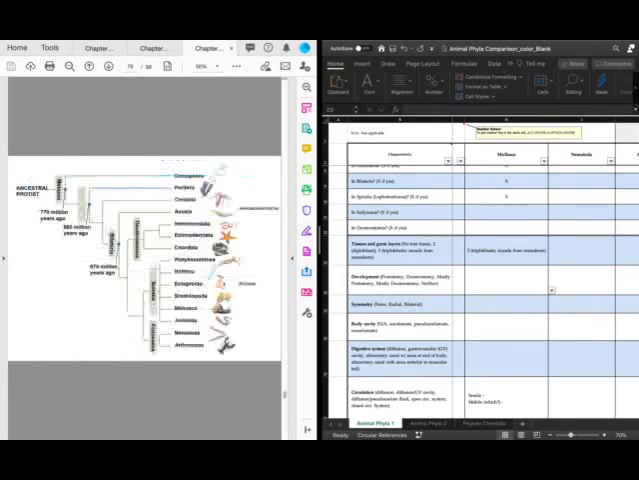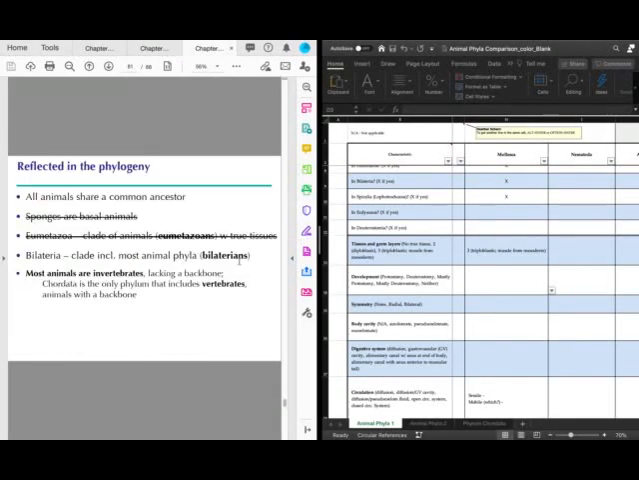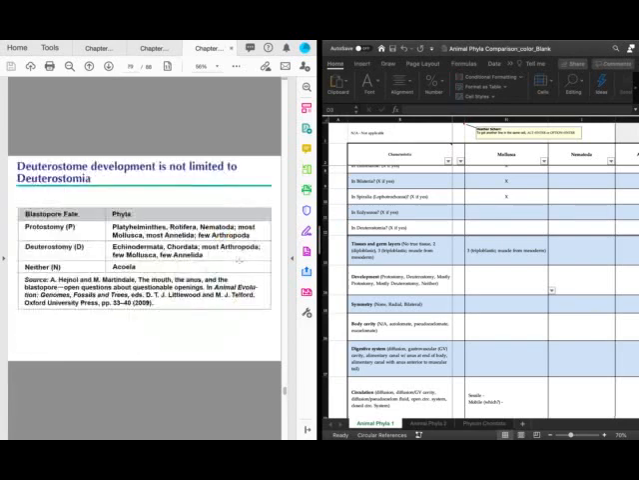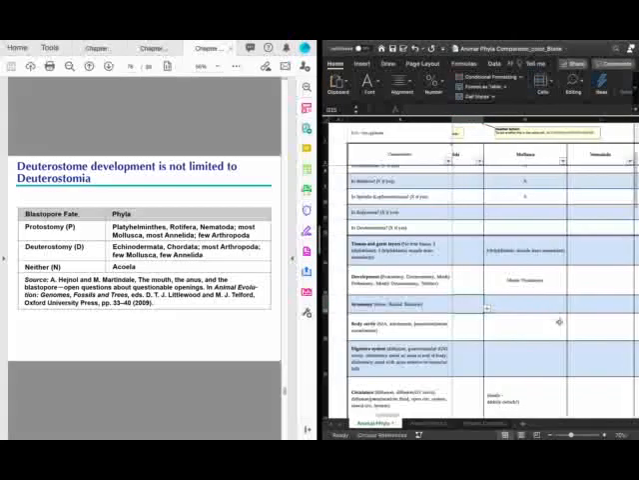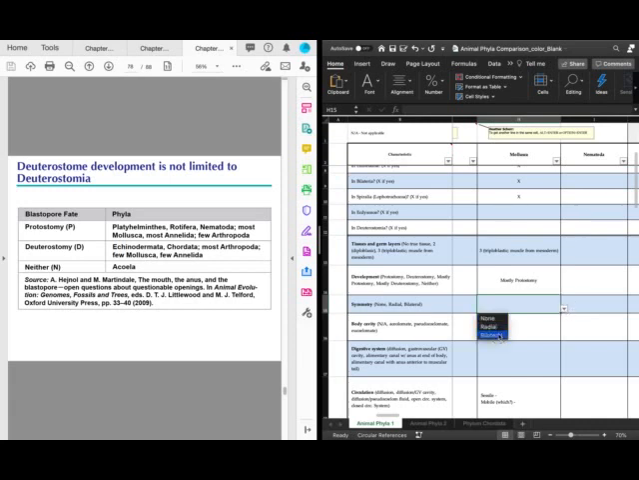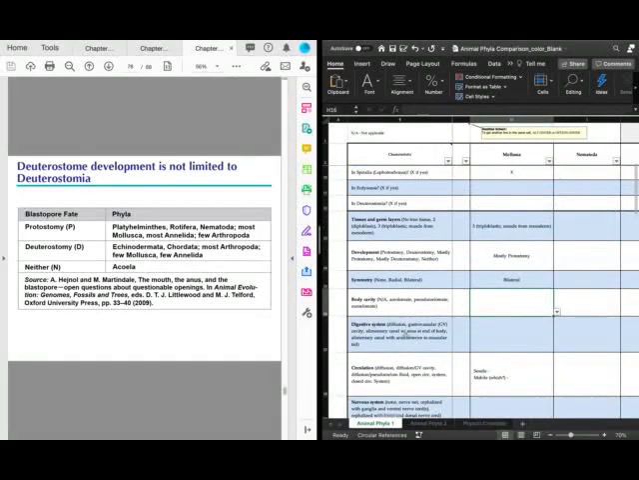Okay, here we go. So you can see protostomy, deuterostomy. So we're going with Mollusca. Most are protostomy. Mostly protostomy. Symmetry. So we know that this is in Bilateria, so therefore it must be bilateral. Symmetry. Body cavity.